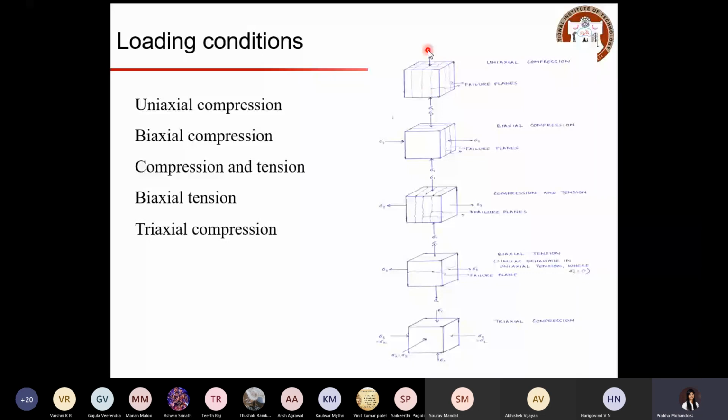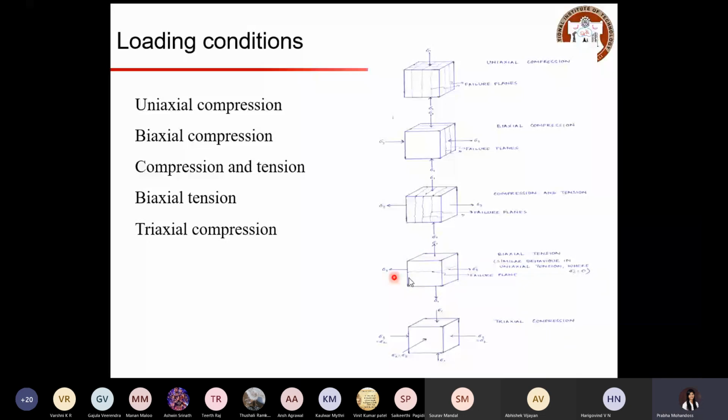And then we have the biaxial case, where compression will be applied in both directions, from top to bottom and then from the sides. And here the failure pattern will look something like this in the other direction. And there is a combination of compression and tension, where you can see here in the axial direction, you are applying compression, and in the lateral direction, you are pulling your specimen, so you are applying tension. And biaxial tension is there. There you will be applying tension in both directions. And then the failure plane will look something like this in a horizontal plane.